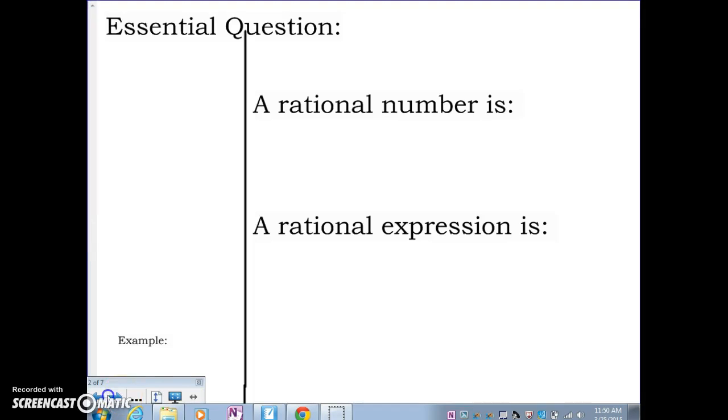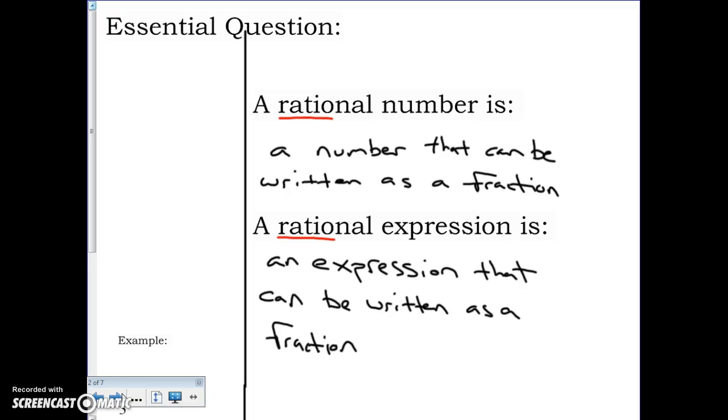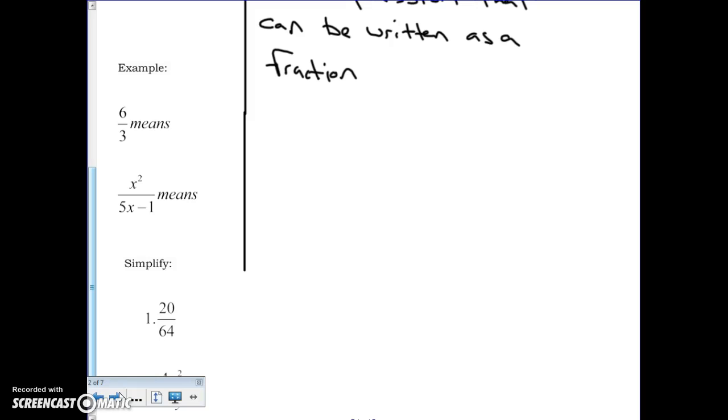A rational number is a number that can be written as a fraction, and a rational expression, what we're going to be talking about today, those are expressions that can be written as a fraction. The number 2 that we all know and love, it can also be written as 6 divided by 3.